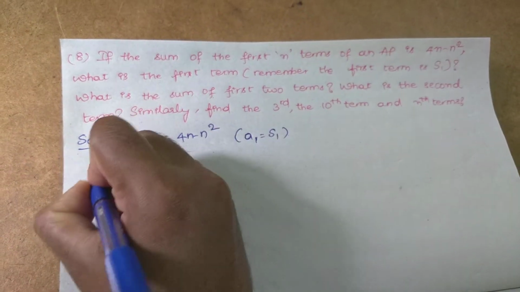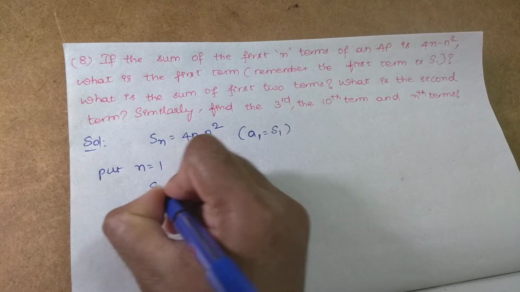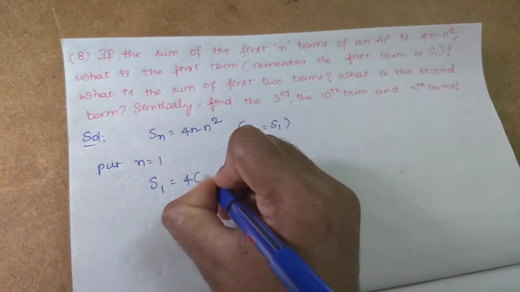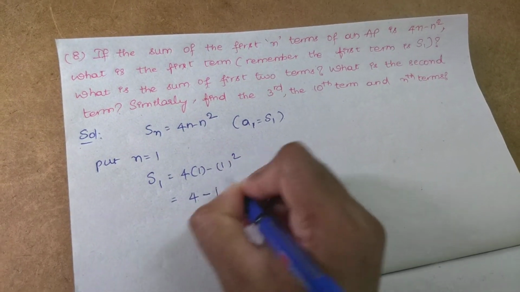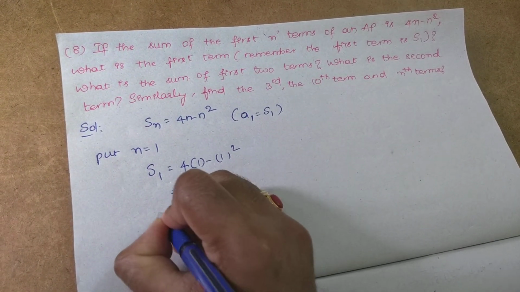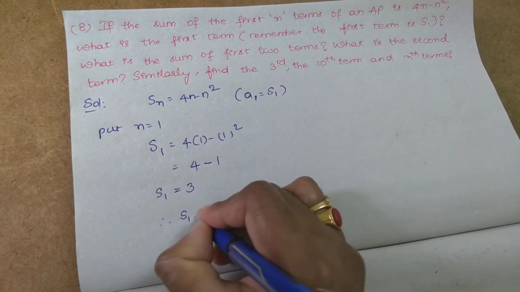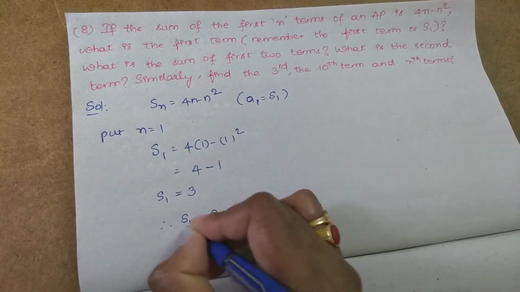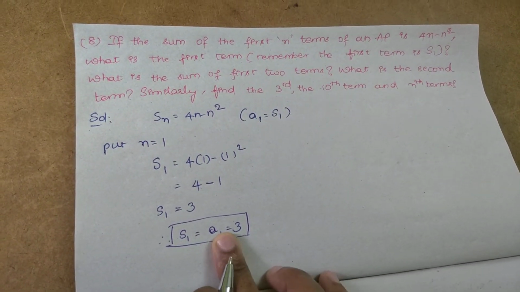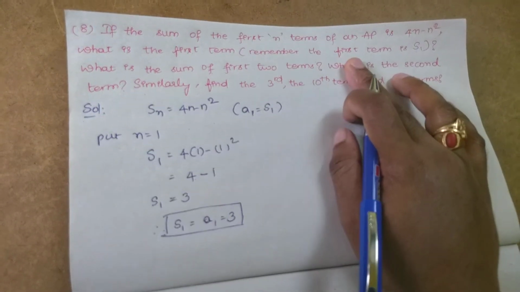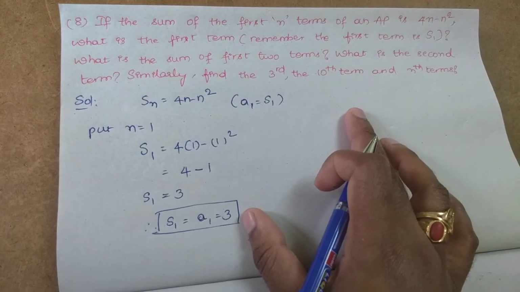Let me substitute n as 1. What do we get? S1 equals 4 into 1 minus 1 square, which is 4 minus 1. So S1 equals 3. Therefore S1 equals A1 equals 3. Clear? We got the A1 value as 3.